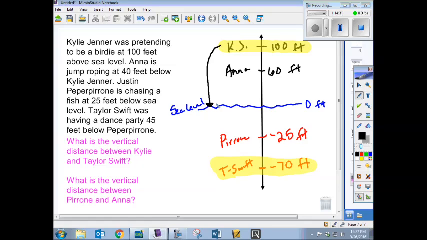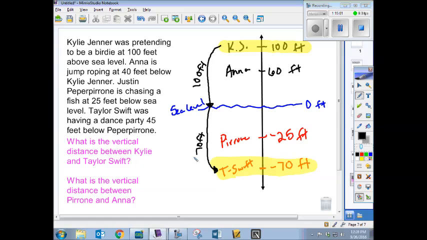Gianna? Does everybody agree that she's going to have to fall 100 feet? Yeah. Now, is she at the dance party yet? No. So is this going to be greater than 100? Yeah. How much farther is she now going to go down to be able to get to Taylor Swift's dance party? Rashida? 70 feet. So what do we got to do with those two numbers now? What do you think we have to do? Ron? We're going to have to add those two numbers.